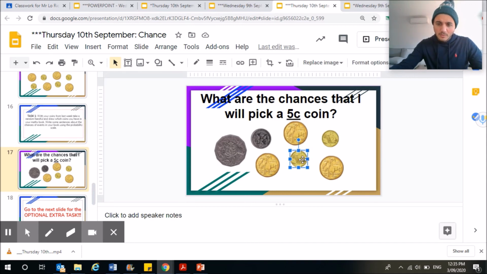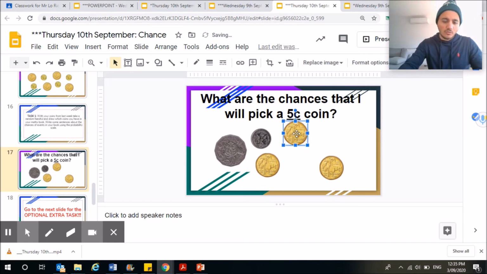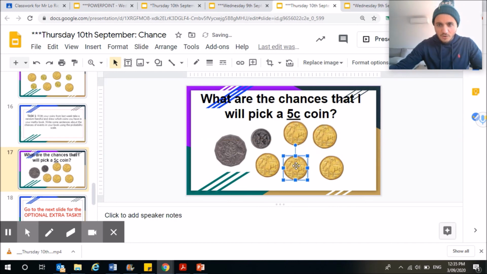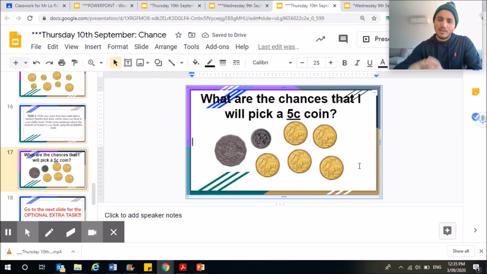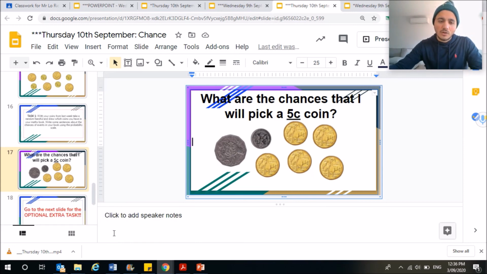Maybe you can change it up. You can get a few other coins and you can draw a different collection like this. If I had 5 $1 coins, what do you think the chances of me picking out a $1 coin would be? Likely. It is likely that I'll pick out a $1 coin in this now, because I've got 1, 2, 3, 4, 5 $1 coins, and there are 2 coins that are not $1. Okay, so I want you to write some sentences on your chances of events.